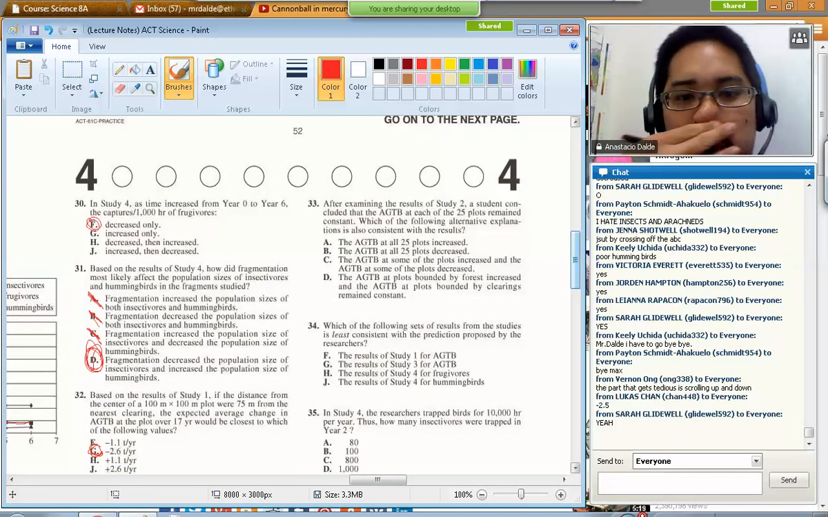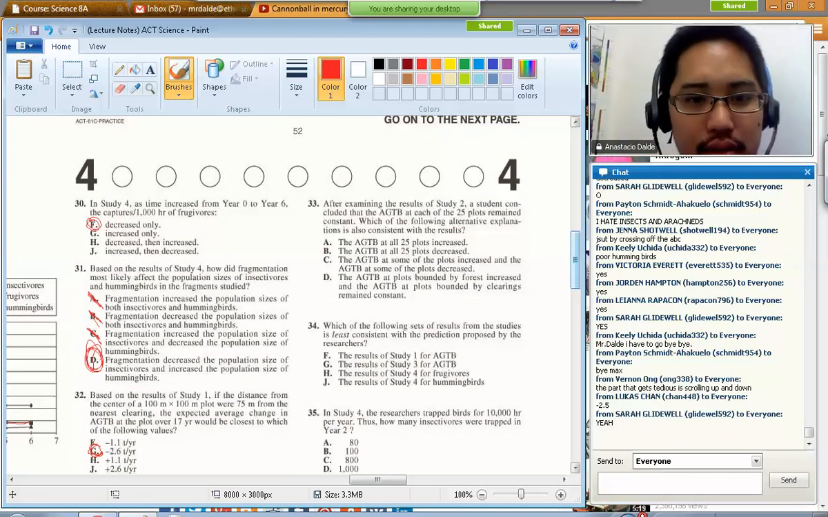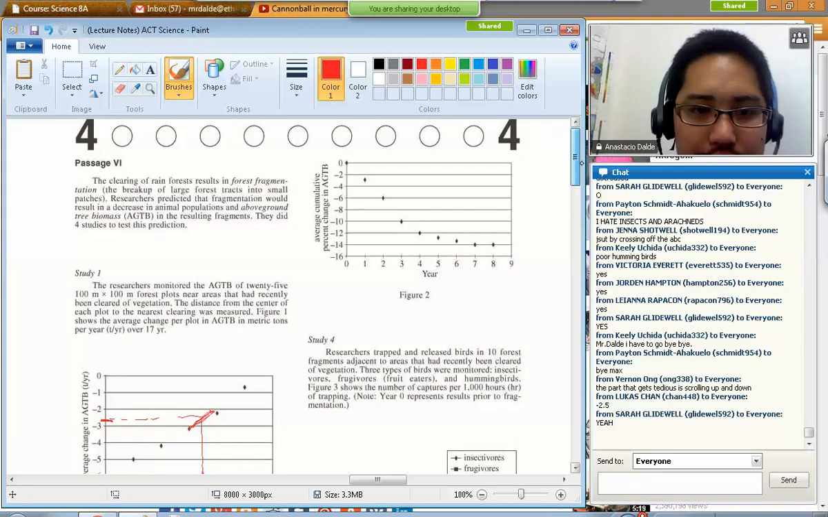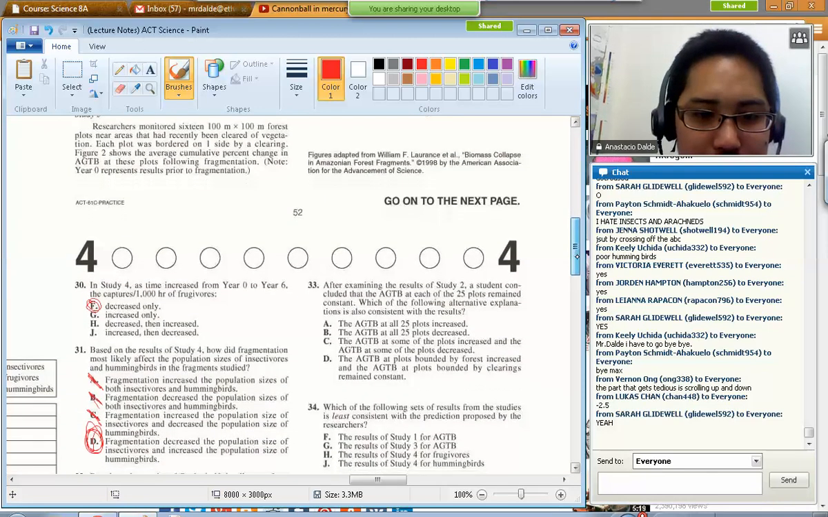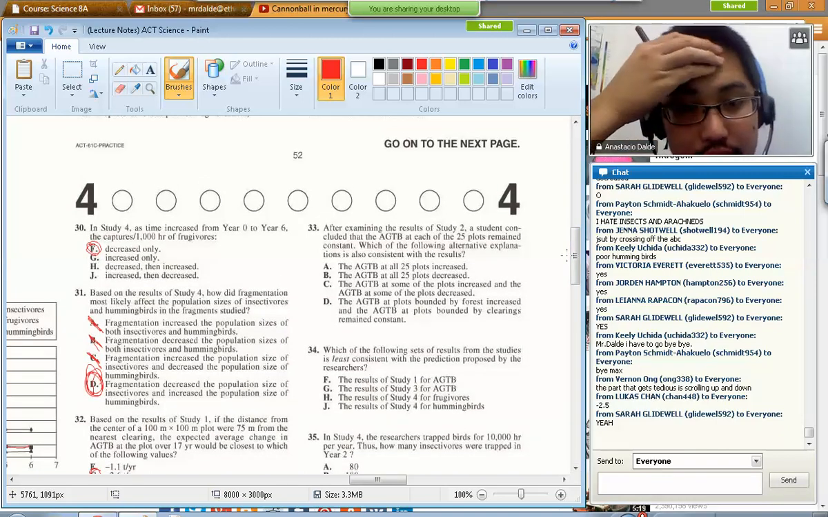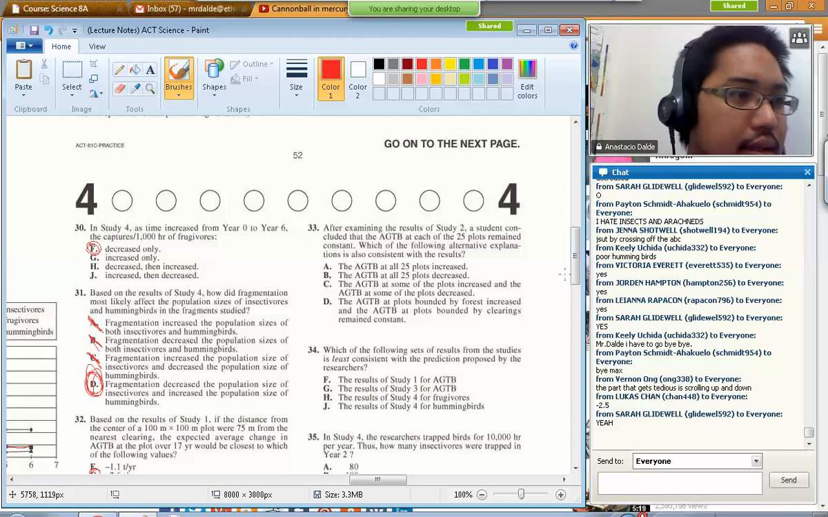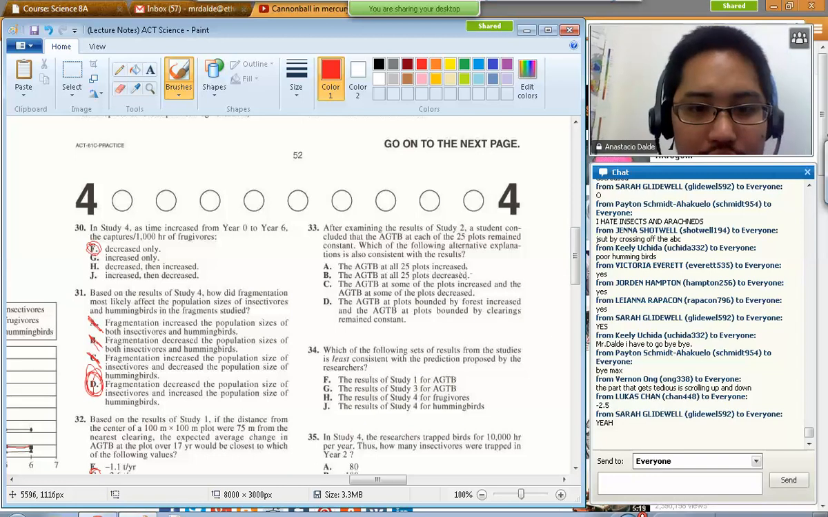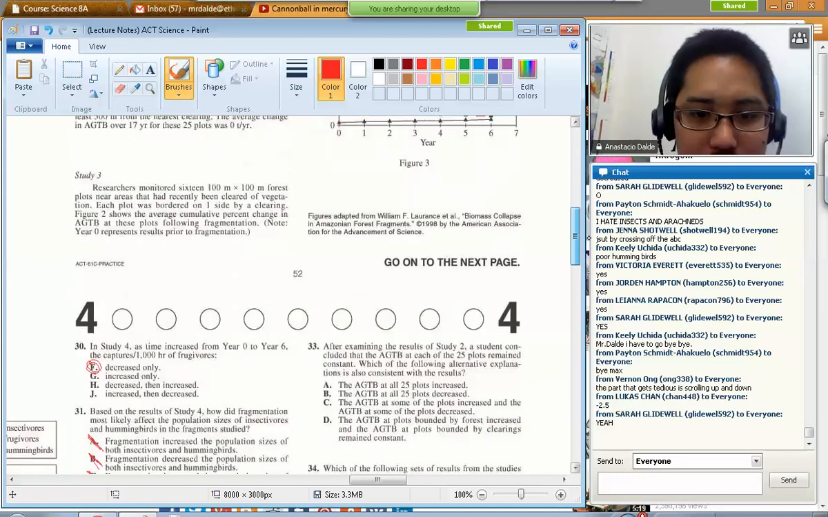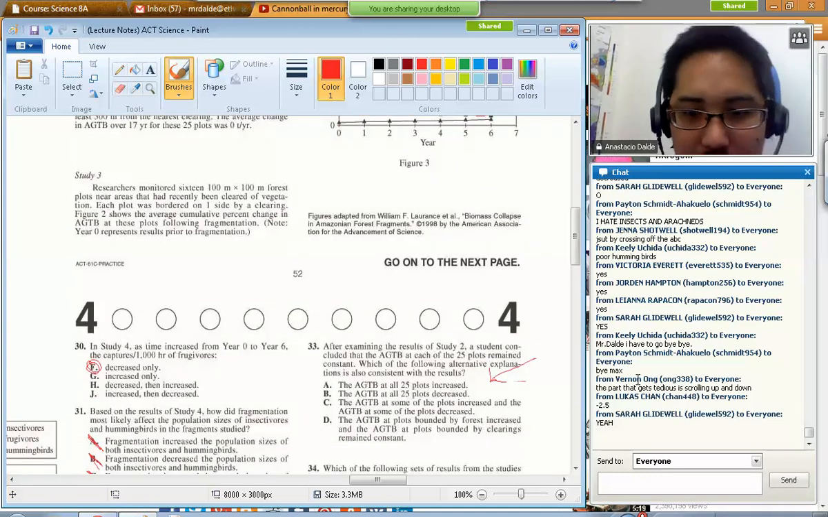After examining the results of study 2, the students concluded that the AGTB for each of the 25 plots remained constant. The following alternative explanations are consistent with the results. Alright, so we're looking at study 2 here. That's this one right here. Actually, you know what? I don't have a whole lot of time, so I was almost going to skip this one. But alright, let's do it. The study says that all 25 plots increased. Did they all increase? No. Increase would look like that.